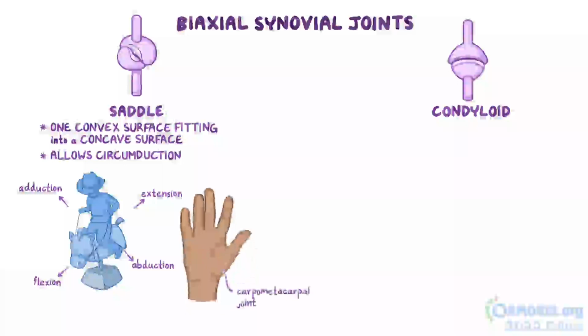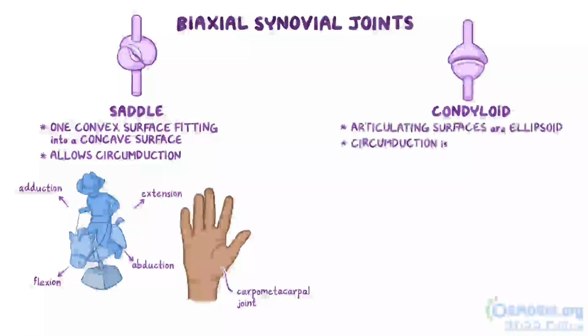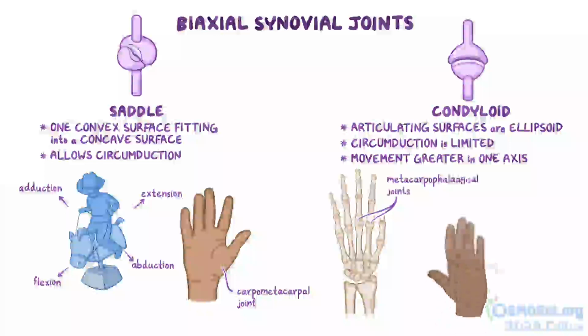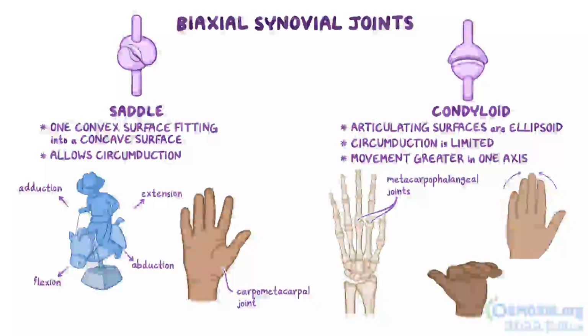Next is the condyloid joint, which is similar to the saddle, but since its articulating surfaces are ellipsoid, its circumduction is much more limited and movement is usually greater in one axis than in the other. For example, let's take the metacarpophalangeal joints, which are the knuckle joints in the hand. These joints allow much more flexion and extension in the sagittal plane than abduction and adduction, or side-to-side movements, in the frontal plane.